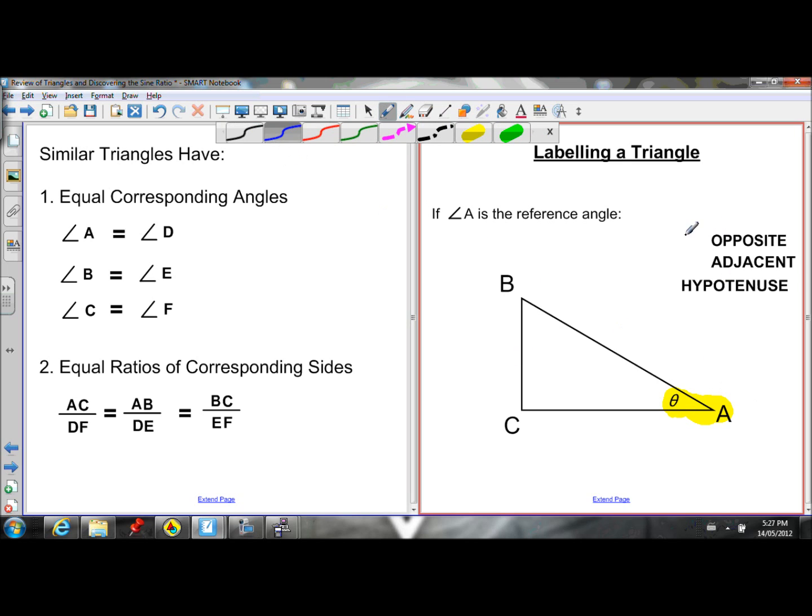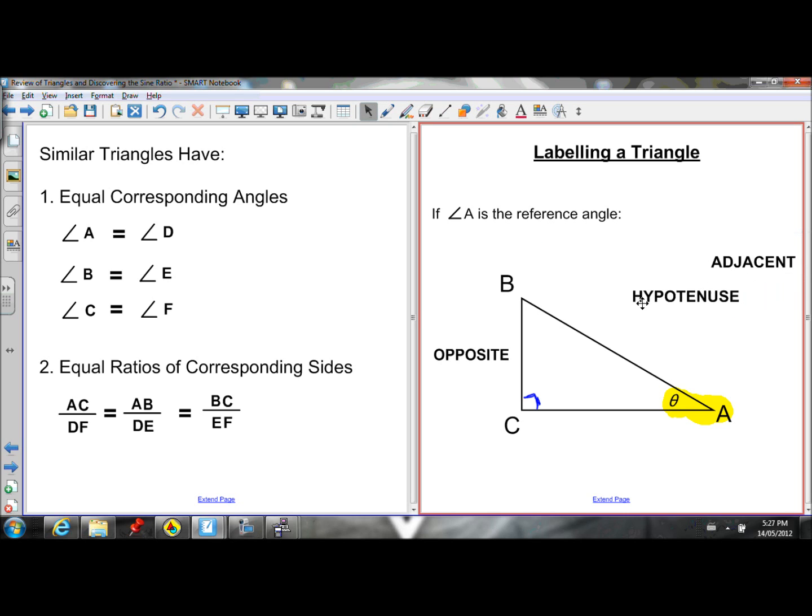So what side is opposite to angle A? Well, if I go right across from A, the opposite side is BC. The hypotenuse is always, always, always the side across from the right angle. The side opposite the right angle is the hypotenuse. So BA is the hypotenuse. It's opposite of C. It's also the longest side.